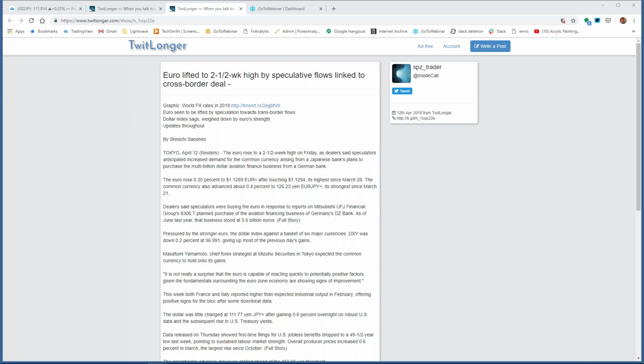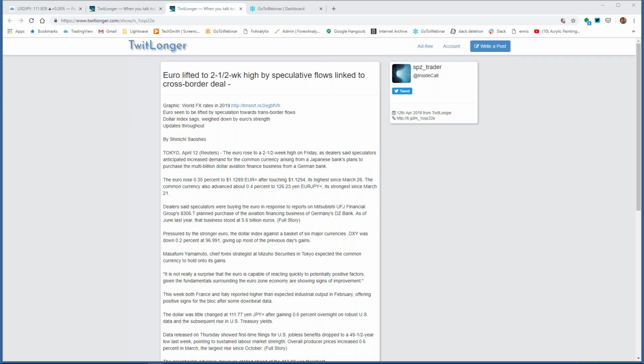Okay, the euro lifted to a 2.5-week high by speculative flows linked to a cross-border deal. The euro rose to a 2.5-week high on Friday as dealers said speculators anticipated increased demand for the common currency arising from a Japanese bank's plans to purchase a multi-billion-dollar aviation finance business from a German bank. This probably would push the yen also lower. The euro rose because they'd be selling yen to buy euros if they're picking up that company.